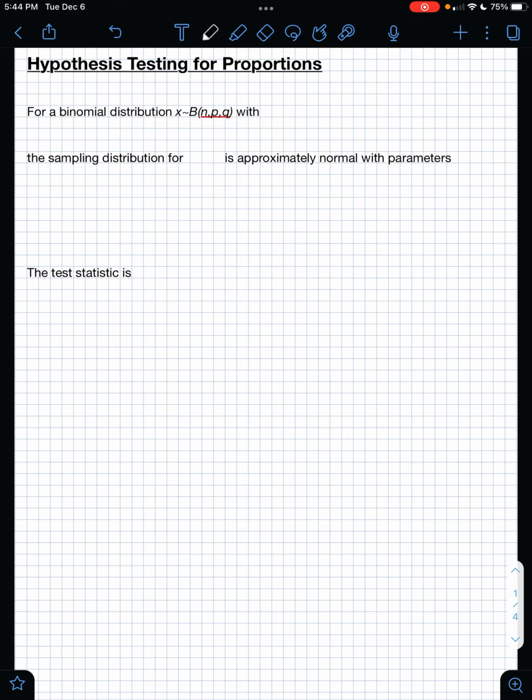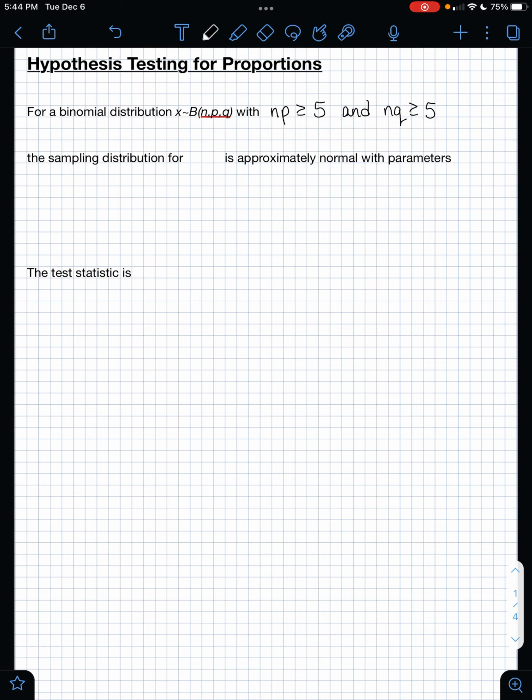Now, there are lots of binomial distributions out there, but in this case, we need one that is going to be approximately normal, which is actually very simple to meet the conditions for. Those conditions are that the product n times p has to be greater than or equal to 5, and the product n times q has to be greater than or equal to 5. The idea here, of course, is that p is the probability of success, and therefore q is the probability of failure.